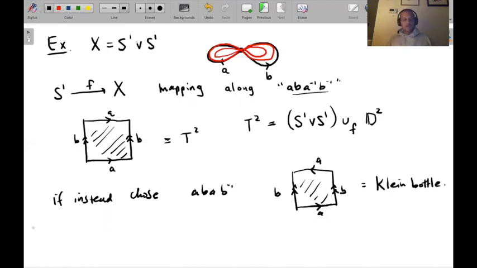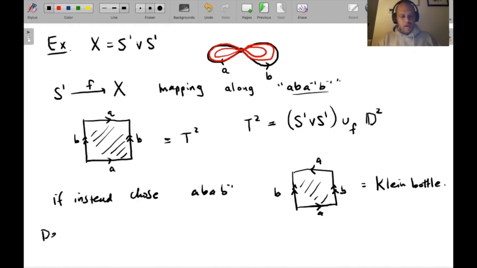Okay, so I hope at least the idea is clear for how this works. You start with a space and a map like this, and then you can attach a disk along that map. And you topologize it as a quotient space.